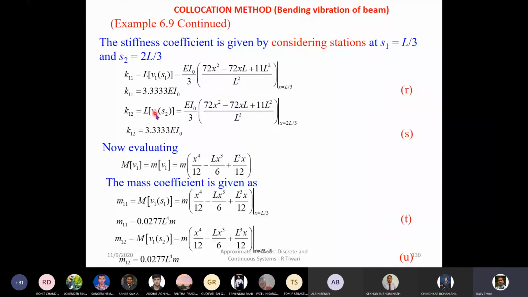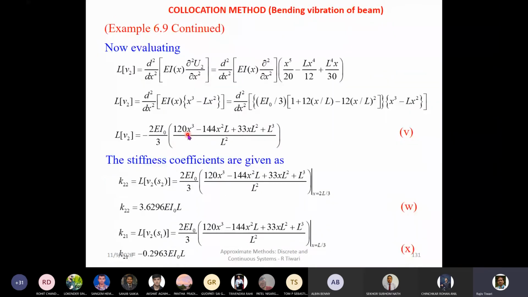K12 will be V1 function we'll be using. In that, the location will be putting S2. S2 is 2L by 3. So that is the difference. So when we are seeing K12, the function is V1, but location is the second one. So K12.